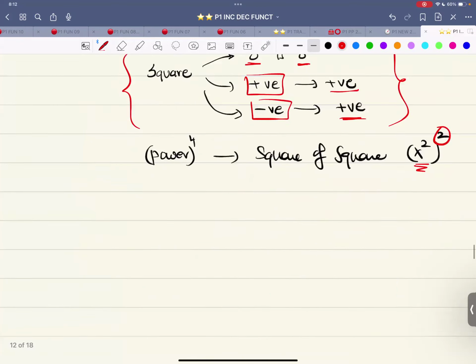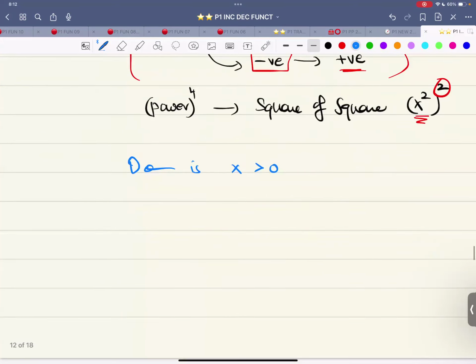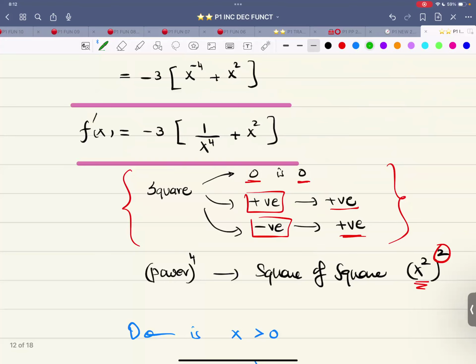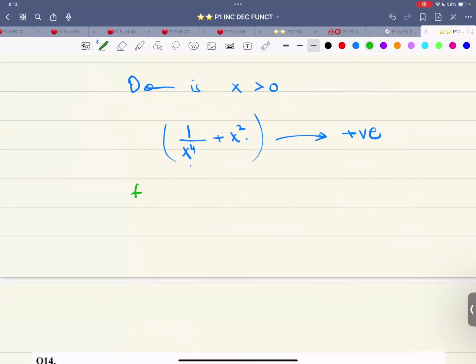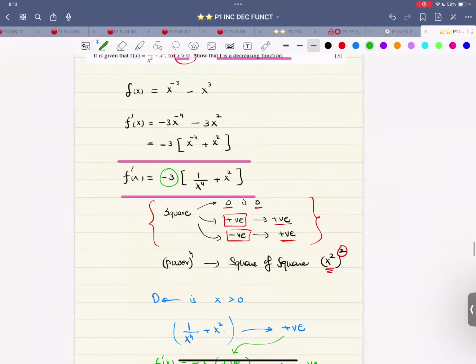Our domain is x greater than 0. Therefore, 1 over x to the 4 plus x squared will always be positive, because this is power 4, this is power 2. But because of this negative sign, f prime x is -3 times this positive quantity. Therefore, this is negative. Therefore, the function f(x) is always decreasing. That is what you have to prove by making logical connections.